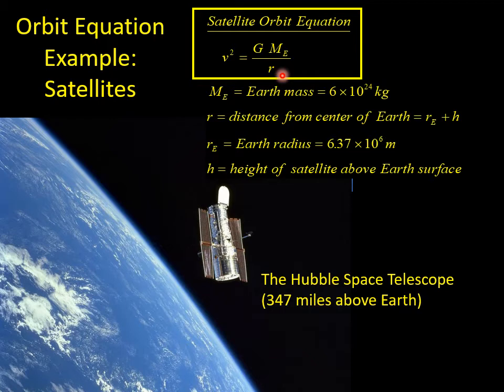In this case, r starts from the center of the Earth, goes up to the surface of the Earth, which is the radius of the Earth, but then we have to go upward till we get to the satellite. So r would be the radius of the Earth plus the altitude of the satellite above the Earth's surface. But when those modifications are made, this equation can be used to calculate the orbit parameters, the velocity and the radius, for satellites.